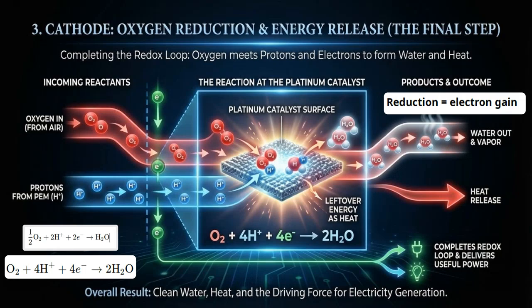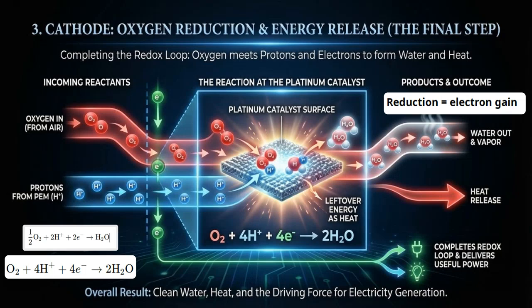On the cathode side, oxygen from air arrives and meets three things at the catalyst surface: the protons that have crossed the PEM, the electrons returning through the external circuit, and the platinum catalyst that helps drive the reaction. Here, a reduction reaction takes place. Oxygen gains electrons and combines with the protons.